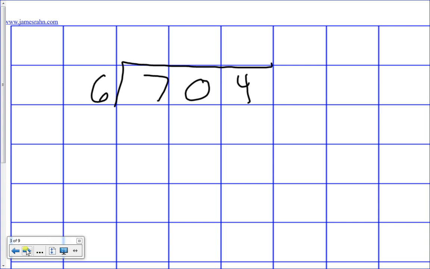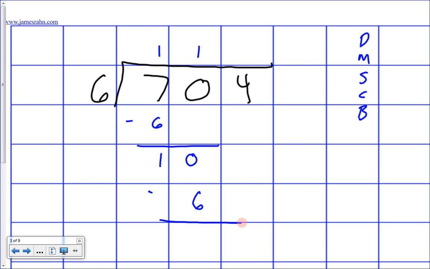All right, so does McDonald's sell cheeseburgers? Let's divide. Can 6 go into 7? It can, one time. Multiply. Let me rewrite that. Does McDonald's sell cheeseburgers? So I've divided. Now I'm going to multiply. 1 times 6, 6. Bring down the 0. All right, so can 6 go into 10? It can, one time. 1 times 6, 6. Subtract. 10 minus 6 is 4.